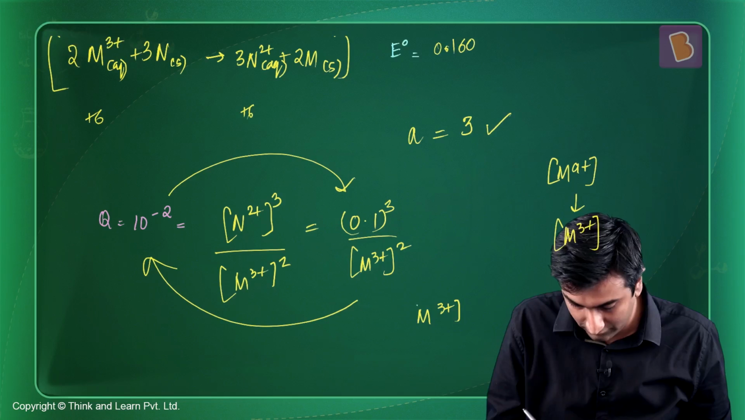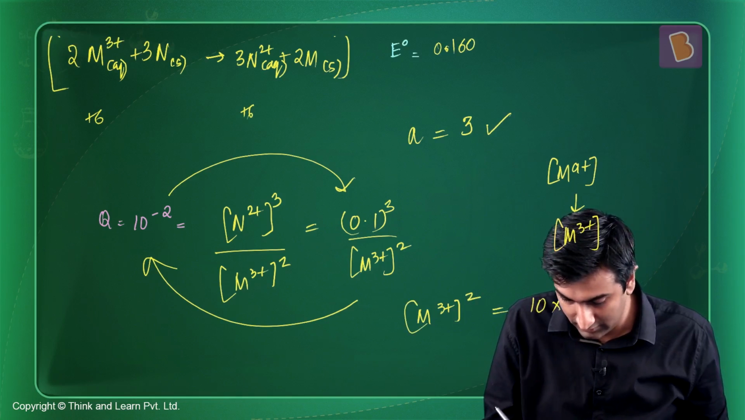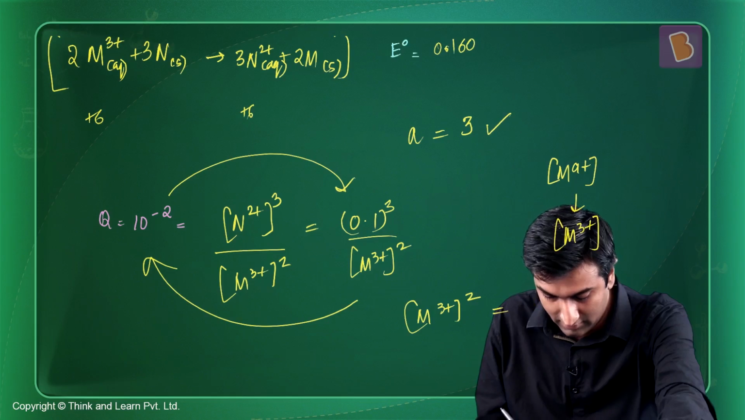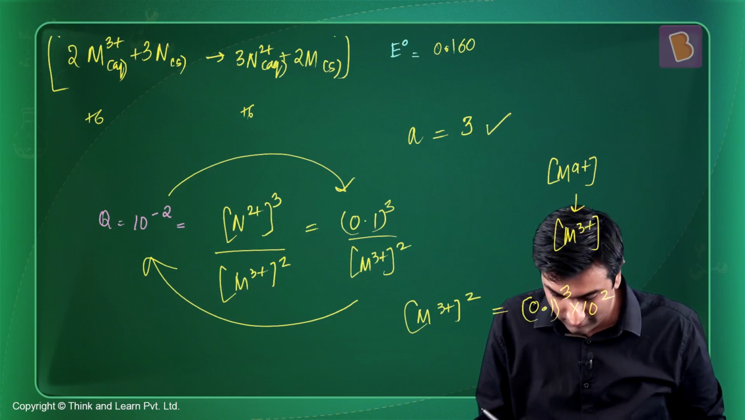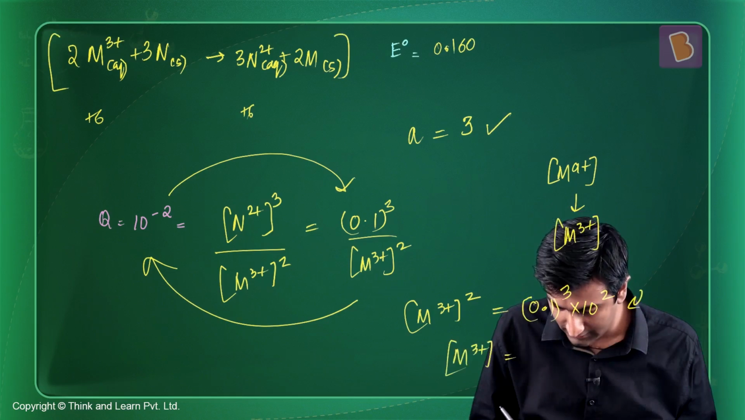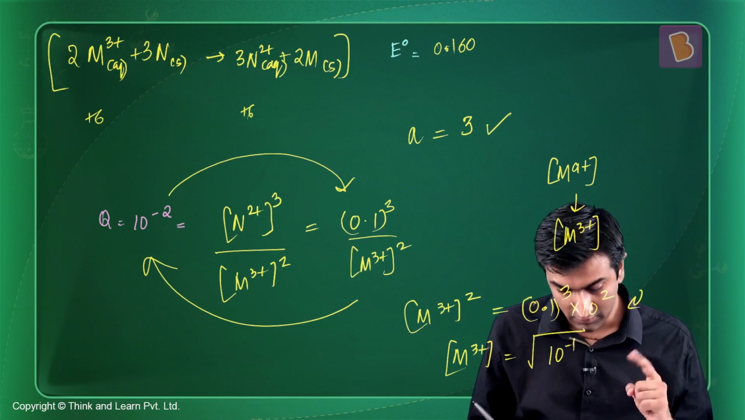M3 plus whole squared is going to be equal to 10 power minus 3. This is 0.1 power 3 into 10 squared. Okay, what gives? So looks like M3 plus is simply going to be equal to, yeah, this is going to be 10 power minus 1, right? Under root of that. Look at that. So this is what matches.